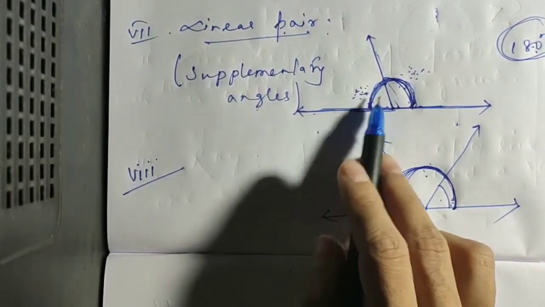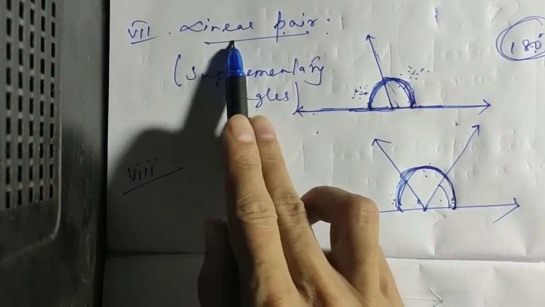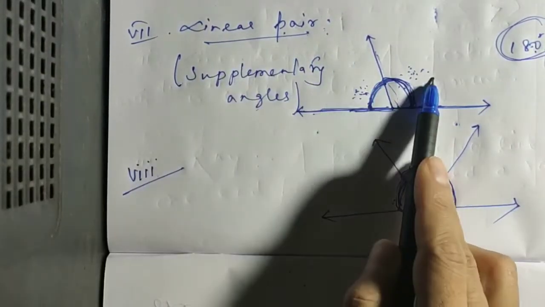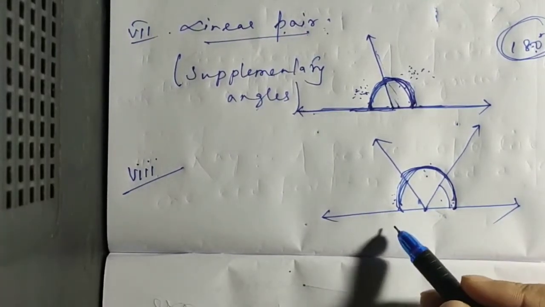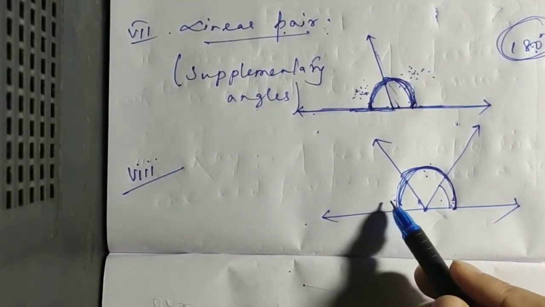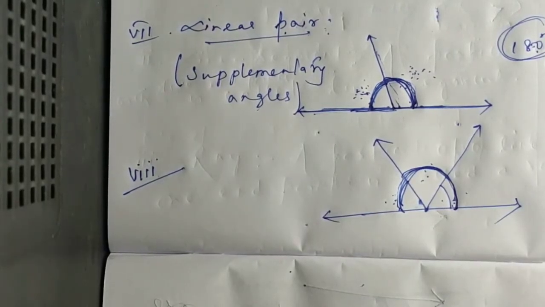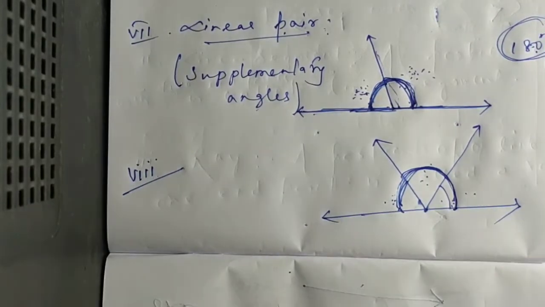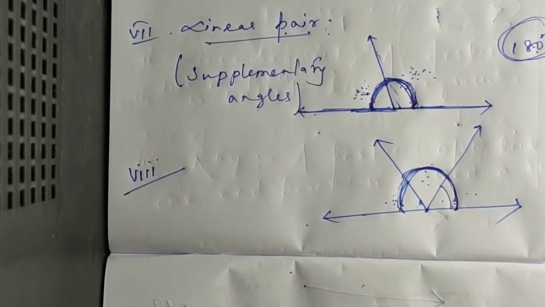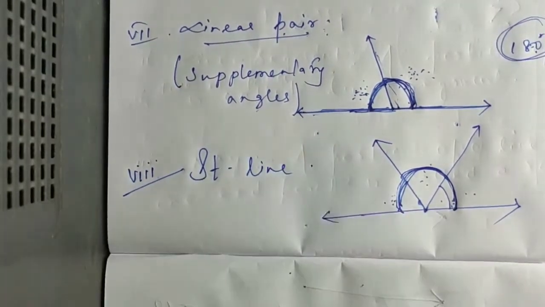When the sum of two angles is 180 degrees, that time we call this angle and this angle a linear pair. But when it is more than two, we say those angles are forming a straight line. This angle, this angle, this angle are forming a straight line. Okay, if it is more than 2, then we call it a straight line. Clear?